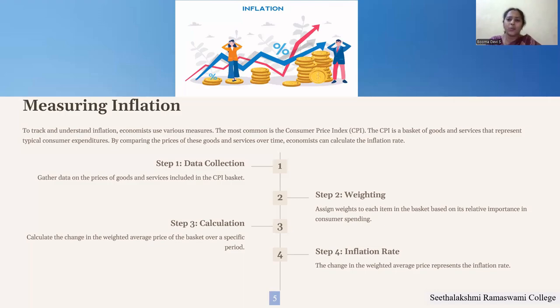The second step is weighing. Assign weights to each item in the basket based on its relative importance in consumer spending. The third step is calculation. Calculate the changes in the weighted average price of the basket over a specific time period. The last step is the inflation rate. The change in the weighted average price represents the inflation rate.